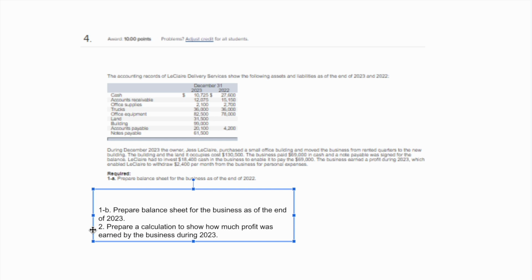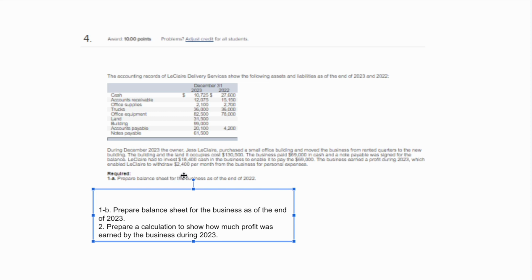The accounting records of Clear Delivery Services show the following assets and liabilities at the end of 2023 and 2022. So we've got two year ends: December 31st, 2023 and December 31st, 2022. The various accounts are listed there, and the values in those accounts. It says during December of 2023, the owner, Jess LeClaire, purchased a small office building and moved the business from her rented headquarters to the new building. The building and land it occupies cost $130,500. The business paid $69,000 in cash and made a notes payable for the balance.